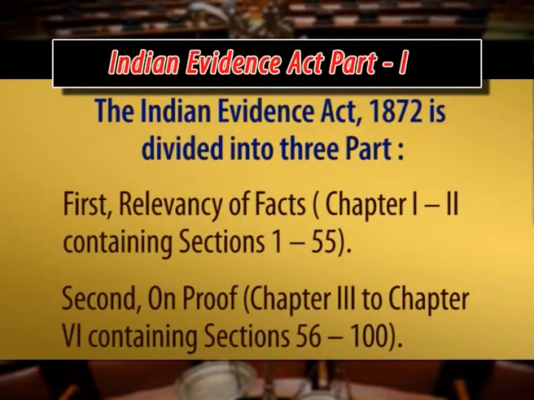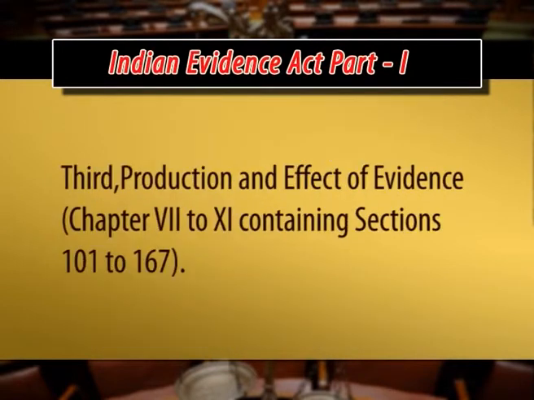The Indian Evidence Act 1872 is divided into 3 parts. First, Relevancy of Facts, Chapter 1 and 2, containing sections 1 to 55. Second, on Proof, Chapter 3 to Chapter 6, containing sections 56 to 100. Third, Production and Effect of Evidence, Chapter 7 to Chapter 11, containing sections 101 to 167. Here, under part 1 of the topic, we are discussing the first part, that is Relevancy of Facts, containing sections 1 to 55 in the further modules of the topic.